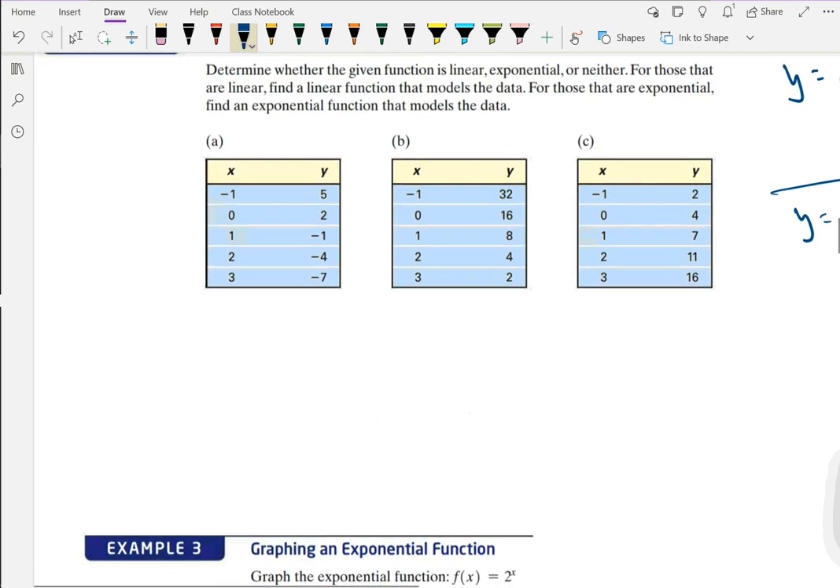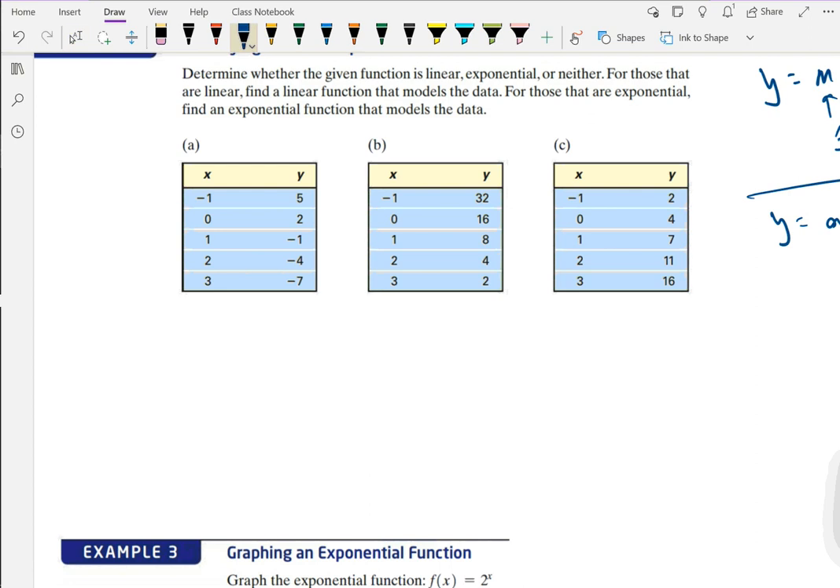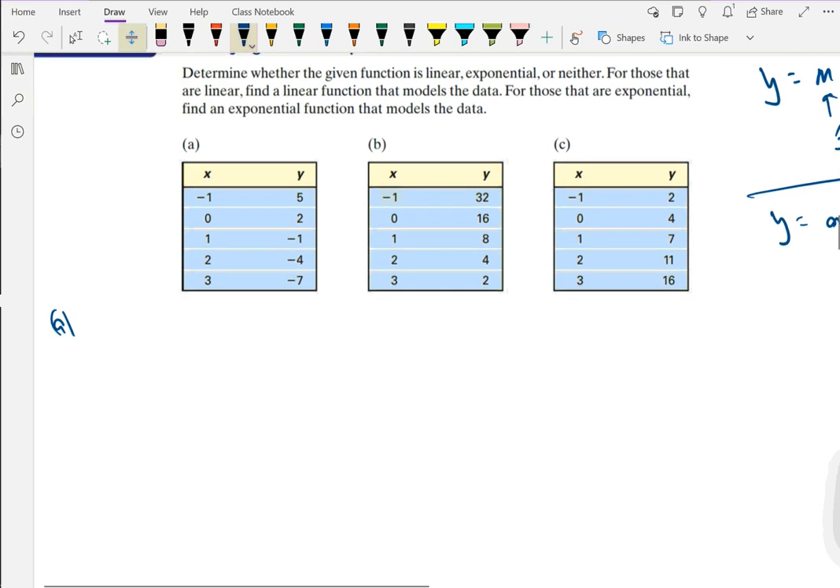So let's take a look at these and see what we can come up with. Let's see on the directions. Let's read these through here, and then we'll take a look at the three scenarios. Determine whether the given function is linear, exponential, or neither. For those that are linear, find a linear function that models the data. For those that are exponential, find an exponential function that models the data. So what we want to do then is we'll take a look at these. And so let's take a look at part A first, and we'll see what we can come up with.